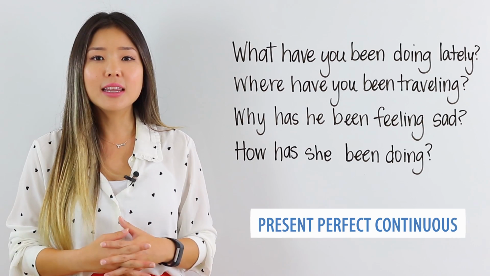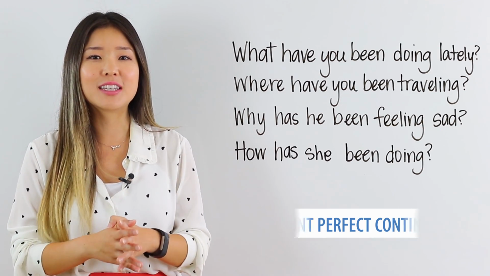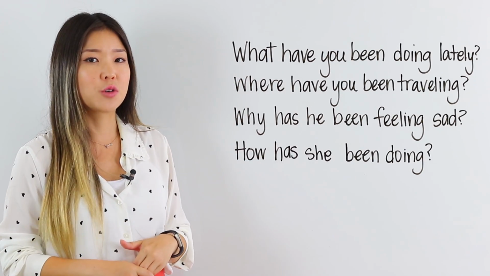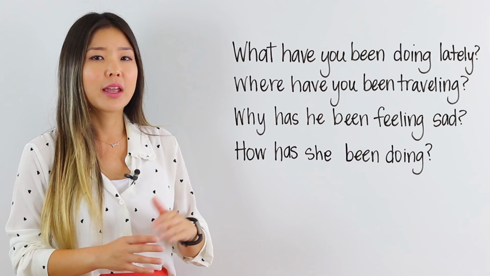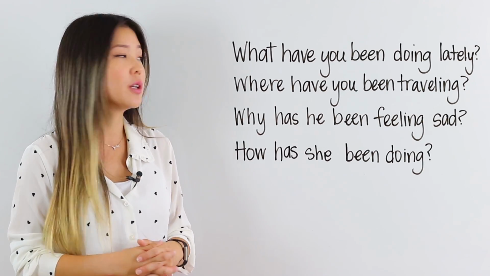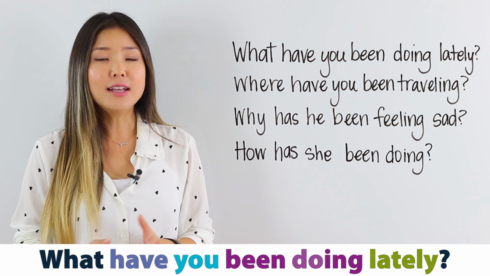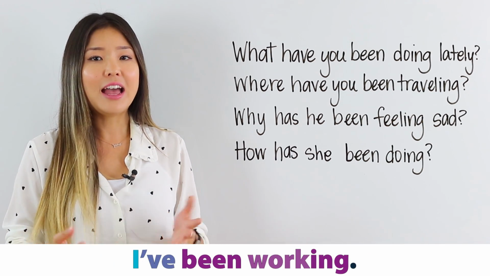Now, let's take a look at how to form WH questions in the present perfect continuous tense. Here, we have some WH question words: what, where, why, and how. Let's take a look at the first question. What have you been doing lately? I can answer by saying, I have been working or I have been studying. I can also use the contraction I've. I've been working. I've been studying.